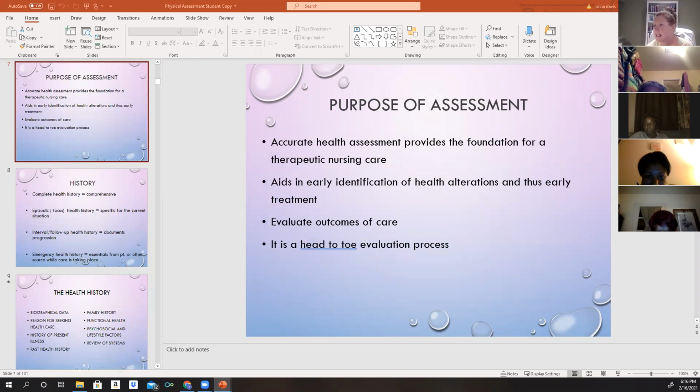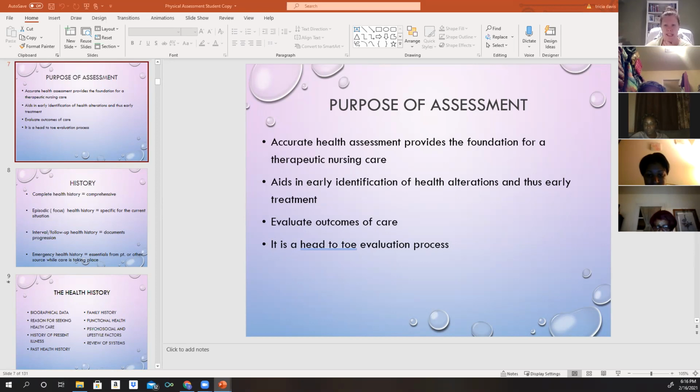The purpose is that an accurate health assessment will provide the foundation for therapeutic nursing care. It sets the stage for everybody else's shift, for them to be able to care for the patient too. You admit the patient, you get all that information in, you document your assessments, and then anybody else can go back and see what's been done. And that way they can all contribute to that therapeutic nursing care.